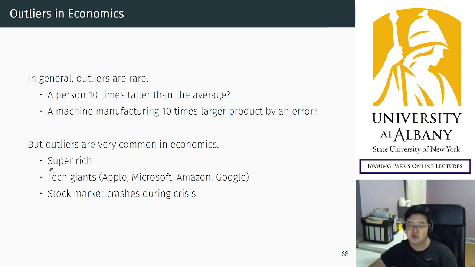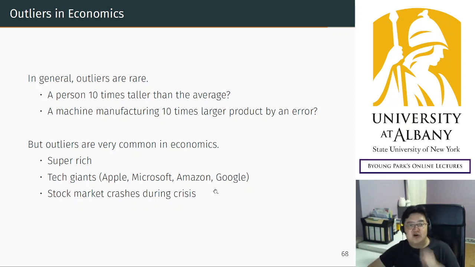Something like the super rich, for example. I think I know many people who are 10 times richer than me. And also, you can see that Apple and Microsoft, these firms are maybe 100 times larger than the average. And when the stock market crashes, it crashes at an exponential rate, which is much faster than its usual volatility. So outliers are very common in economics.